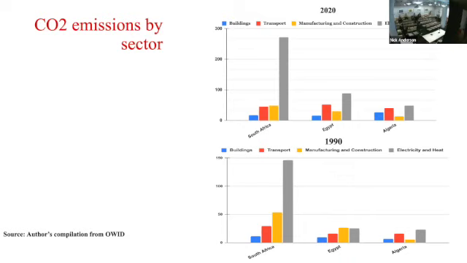From 1990 to 2022 for South Africa, there has been no change as of now. But for Egypt, we can see that they are still increasing in terms of electricity and heat. If you look at 1990 and 2020, the bar has increased more than other sectors.